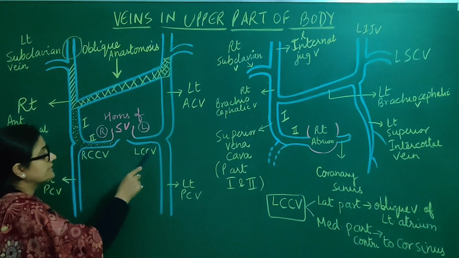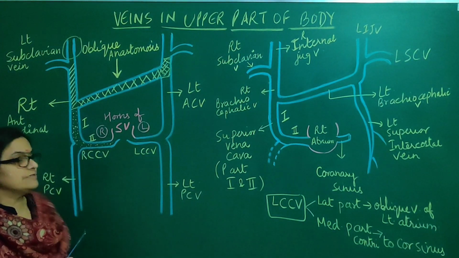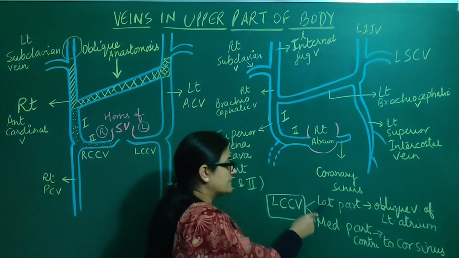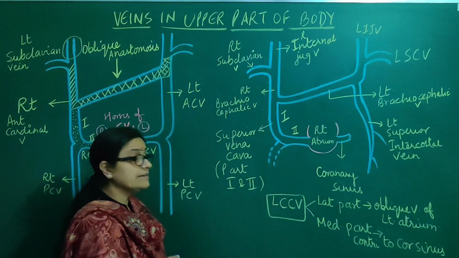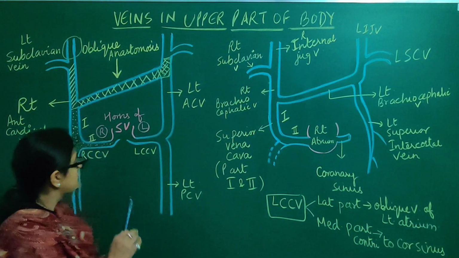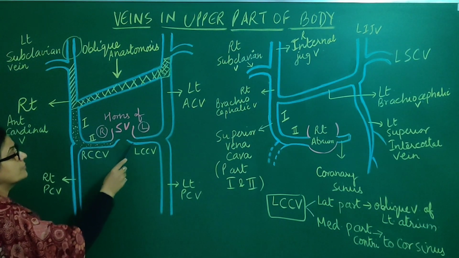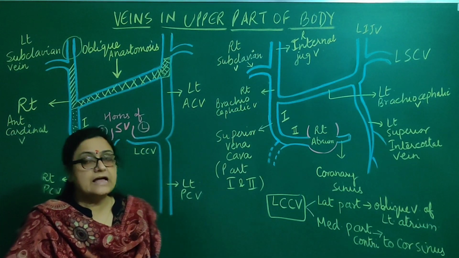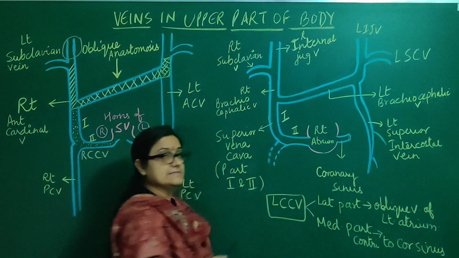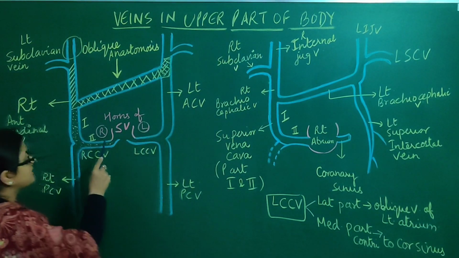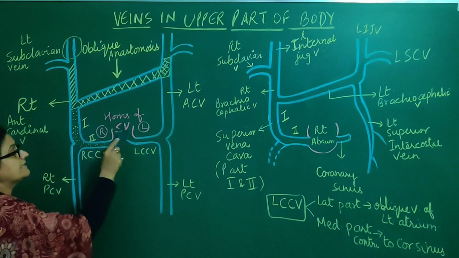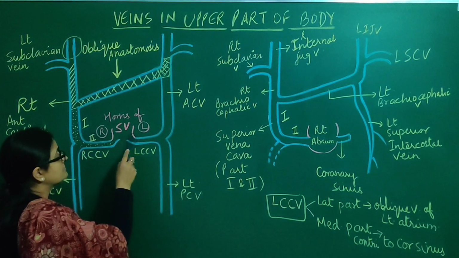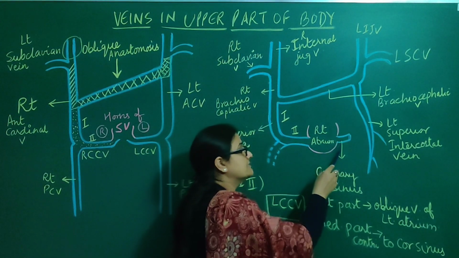Now coming to this portion, the left common cardinal vein. What will be the fate of the left common cardinal vein? See, the left common cardinal vein will divide into two parts, a lateral part and a medial part. And before going to that, let us also understand what will be the fate of the left horn of the sinus venosus. We know that the left horn of the sinus venosus regresses and forms the coronary sinus. And the right horn will get absorbed into the developing right atrium. So finally we can see here that this is the developed right atrium, and the left horn of the sinus venosus has regressed and the remnant is the coronary sinus.